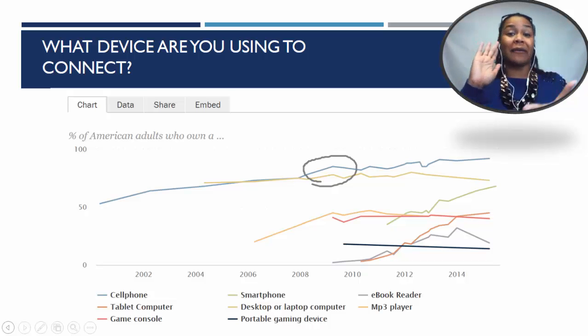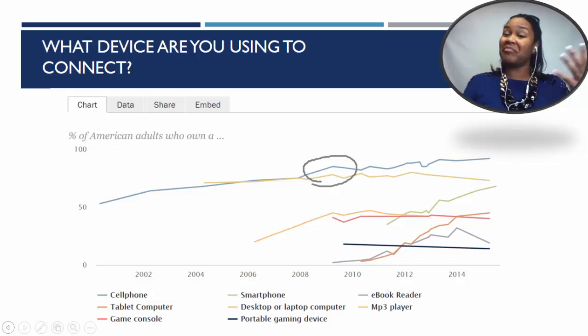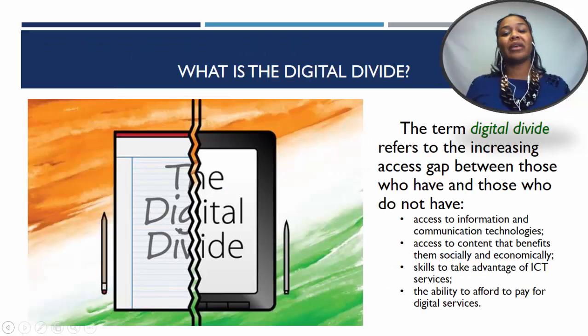They are applying for jobs on their cell phone. They're looking at assignments on their cell phone. And we have to be cognizant, as educators, of how we give out assignments and equity. So that brings us to the digital divide. The digital divide refers to the increasing gap between those who have and those who do not.